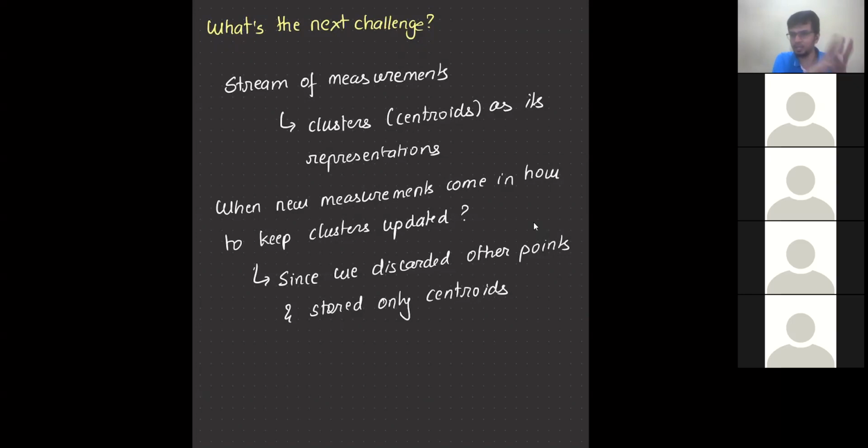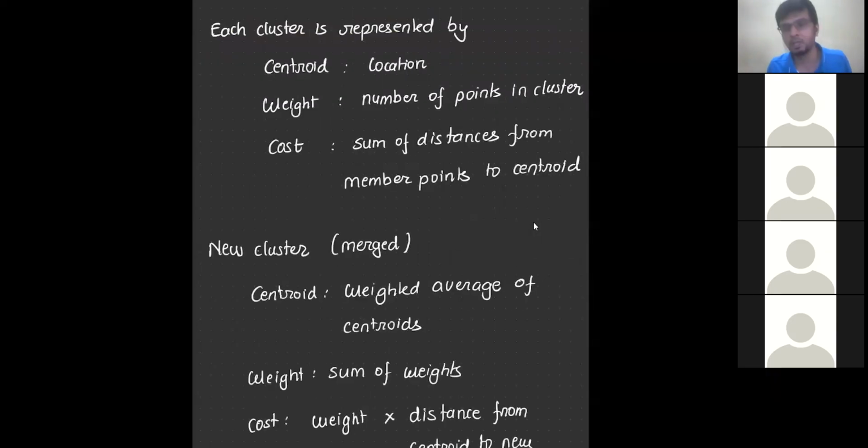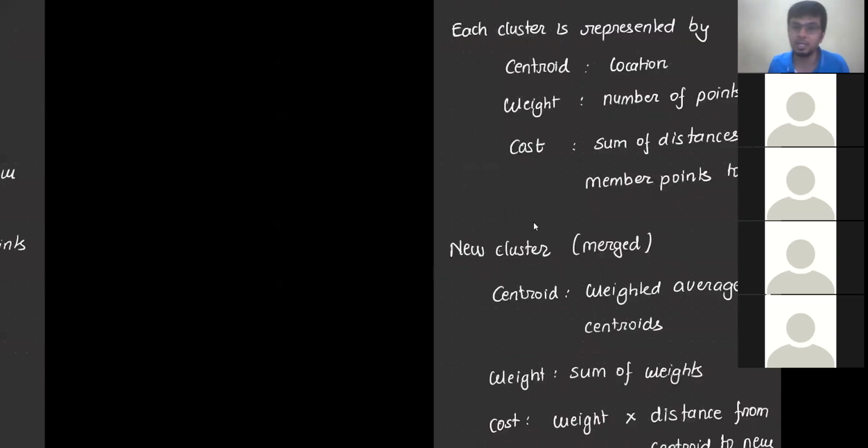So now that we understand what t-digest does, the challenge is the stream of measurements that comes in. You have created a set of clusters. When new measurements come in, as in a new batch of items, how are these clusters updated? Since we discarded the other points, the problem is that we cannot represent a cluster well.